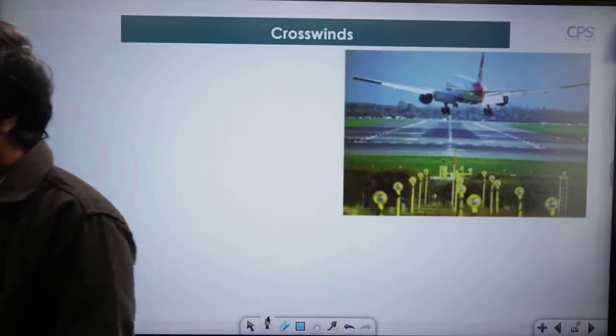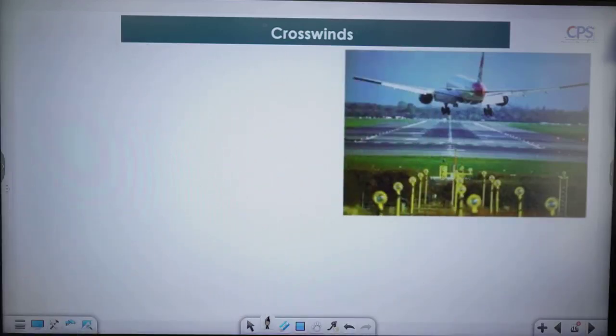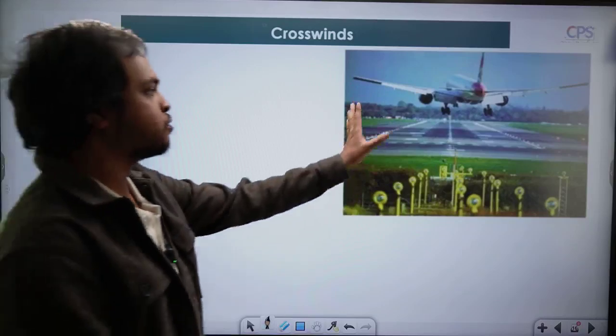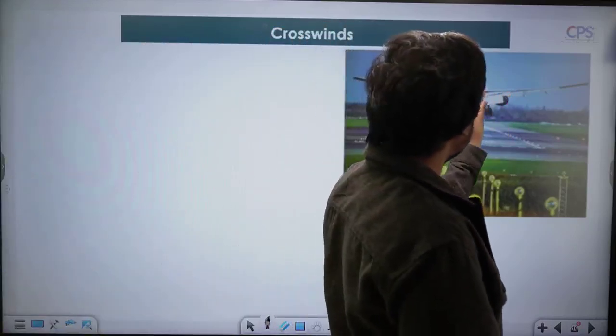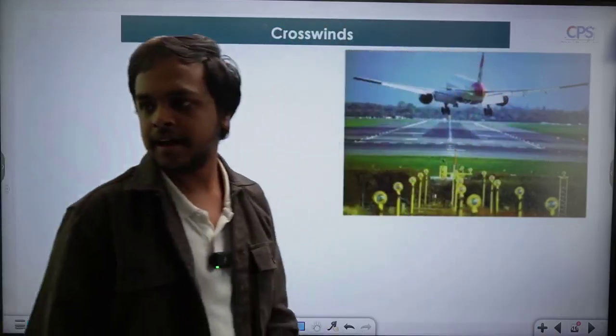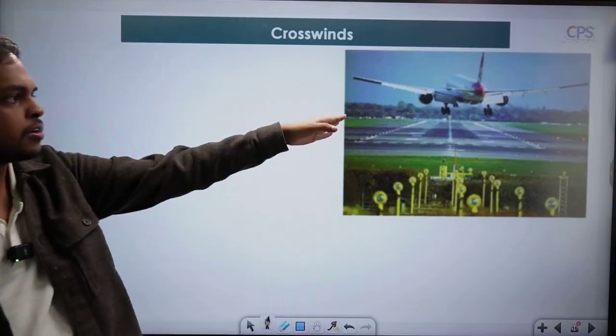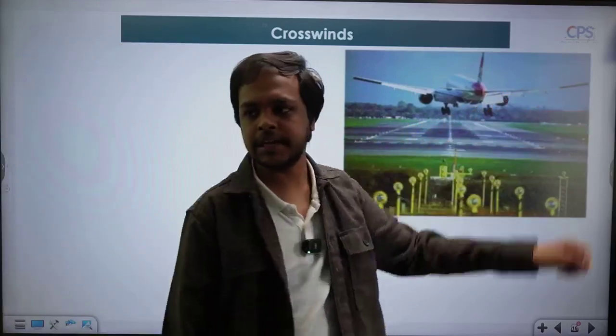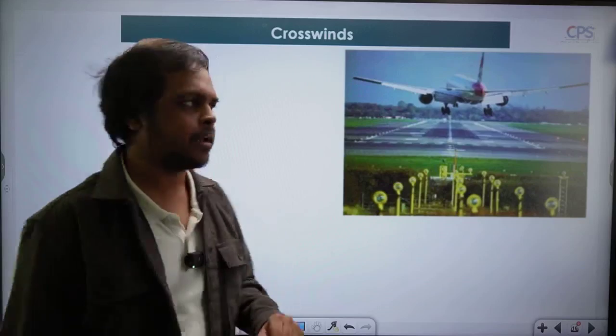Why do they do it on purpose? Because there is a science behind it. They have to land this way, in this direction, to safely land on their runway. If they don't, they will just have an accident. But how? Let's see that.